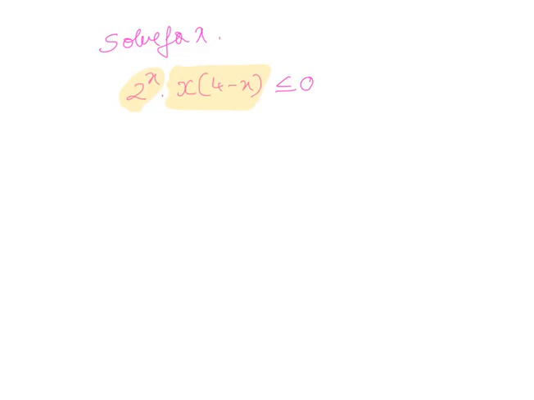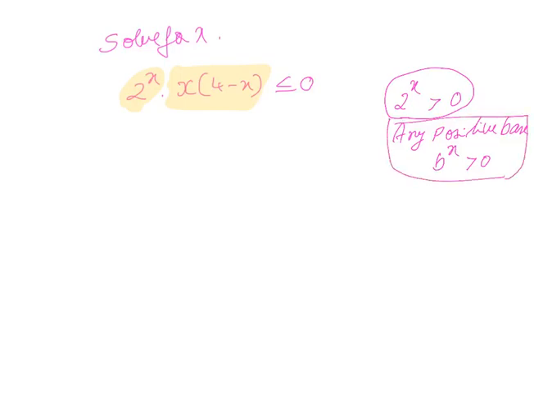To see this separately, the first one is 2 to the power of x. You know this is always greater than 0. The laws of exponents, right? For any positive base b, b to the power of x is always positive. Remember this one now. So 2 to the power of x is an exponential graph, so this is always positive.